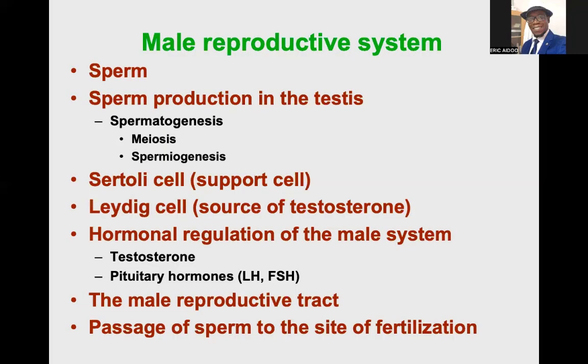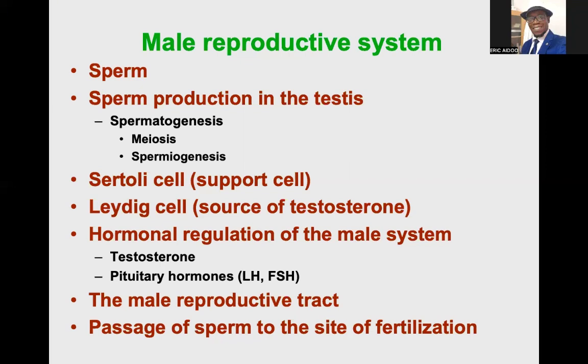Thank you. So regarding the male reproductive system, you will look at sperm production in the testis, i.e. spermatogenesis, which comprises meiosis and then spermiogenesis. You look at Sertoli cells, which are for support, and then Leydig cells, which are the source of testosterone, and its effect on the male reproductive system. Hormonal regulation of the male reproductive system, the effect of testosterone and pituitary hormones.